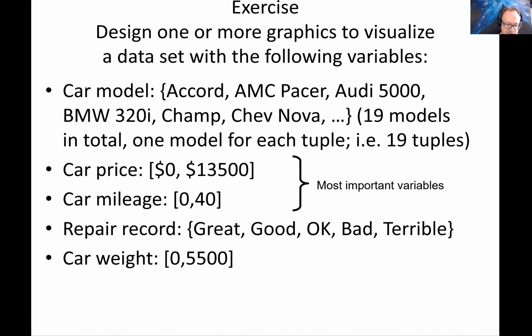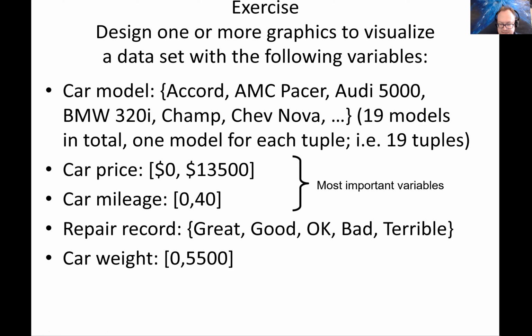Okay, so here's a little exercise for those of you who would like to spend some time thinking about this. Imagine you're given a table of data about cars. And this is an example I got from an old article, so maybe the models of cars are going to sound old to people who know about cars. I don't know much about cars. But you have a table listing 19 models of cars, and there's 5 columns in this table. The first column tells you the model of car. The second column tells you the price. Then you have the mileage, the repair record, and the weight of the car.